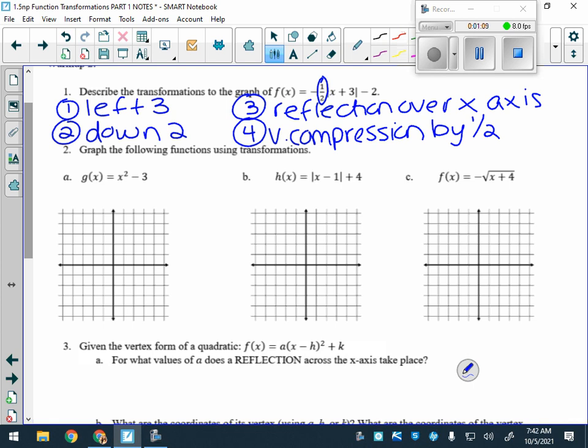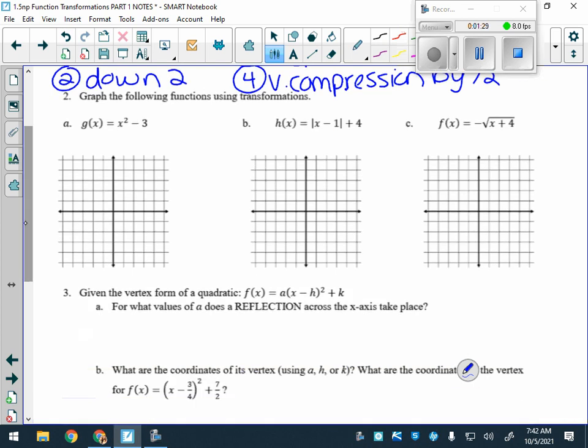Okay, how many of you did get number 1 correct? Good. Okay. If you take the absolute value of a, then if that's between 0 and 1, it's a compression. If it's larger than 1, it's a stretch. Okay? All right, for number 2, Porter, what's the vertex?